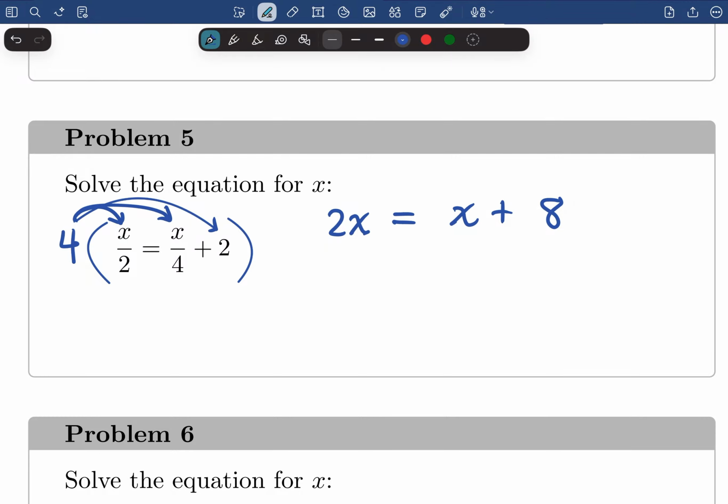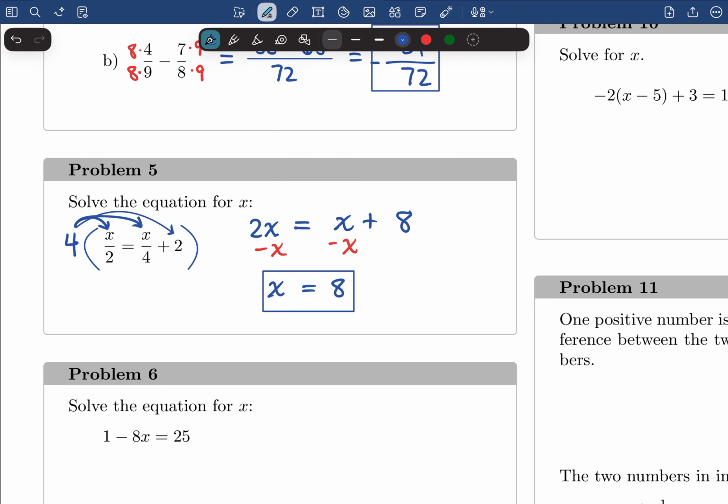Let's go ahead and solve this equation. So I'm going to get all of the terms with the variable to one side of the equation and keep all the constants to the other side. And 2x minus 1x is just 1x. And that equals the only thing that's left, 8. We have solved the equation for the variable x. It equals 8. Let's move on to problem number 6.